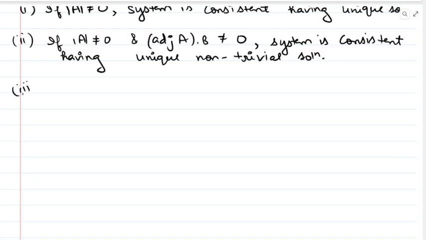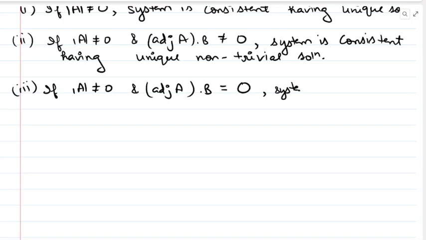Third is, if determinant of A is non-zero and adjoint of A into B matrix is equal to null matrix, then system is consistent, having trivial solution.